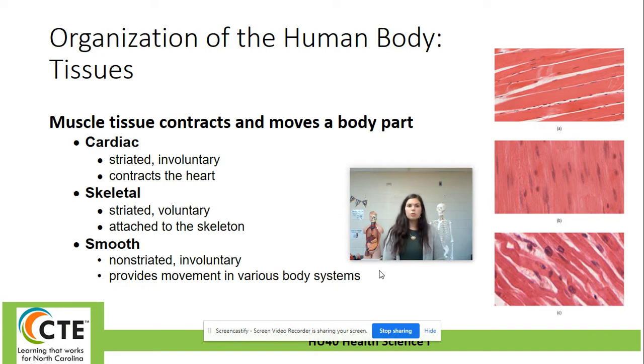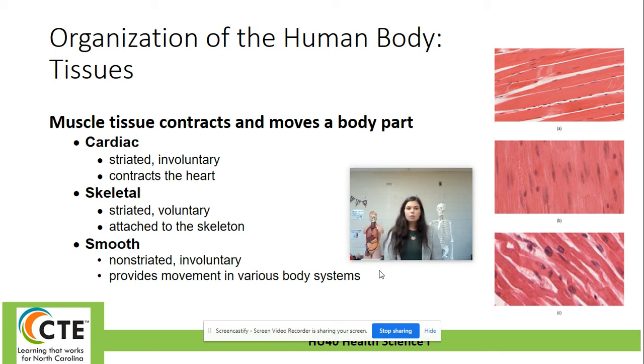Cardiac muscle tissue is the muscle around the heart. It is striated, meaning that it has stripes. It's involuntary, meaning that it doesn't have to be told by the brain to do its thing, right? Your heart constantly pumps. It doesn't have to be told to pump. You're not constantly thinking, I hope my heart is working. Okay, so that cardiac tissue just contracts on its own, and it's what helps contract the heart. Remember that the word cardi means heart, so cardiac relates to the heart.